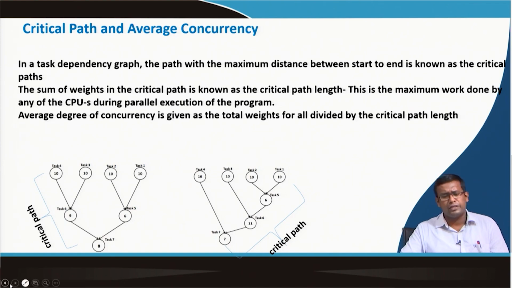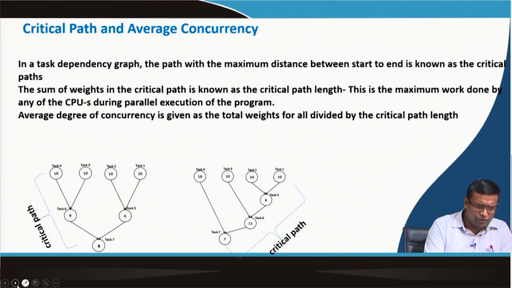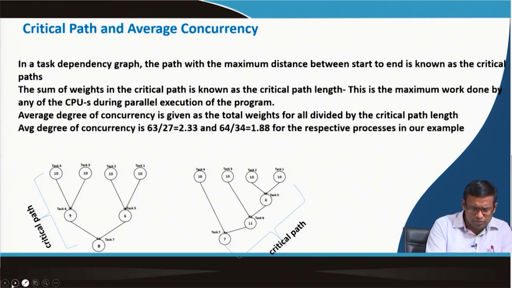Average degree of concurrency is given as the total weight of the entire process divided by the length of the critical path. So, for the first, the total weight is 10, 10, 10, 10, 40, 15, 55, 8, 63. Here the total weight is 40 and 24, 64, and the critical path length here is 27, and here the critical path length is 16 and 18, 34. So the average degree of concurrency is 2.33 here, 1.88 here.